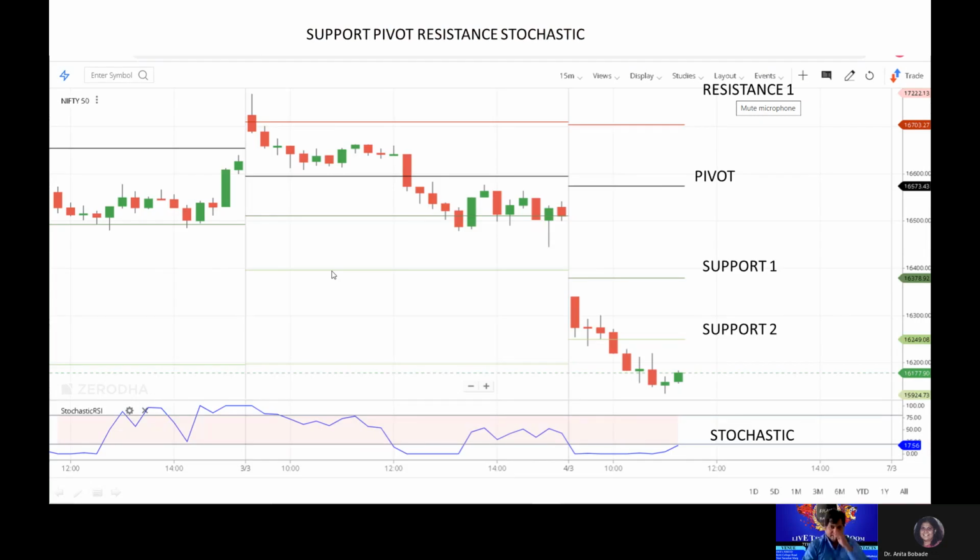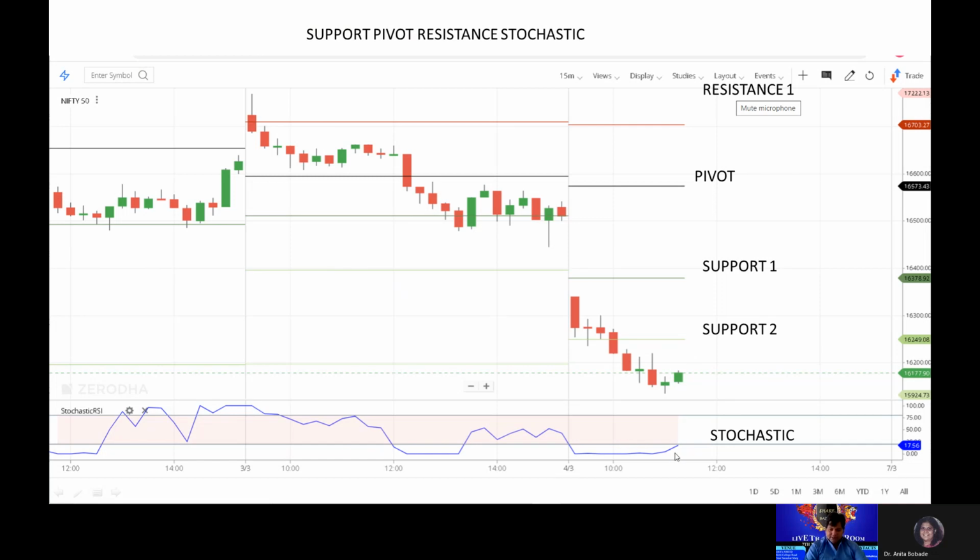Support and resistance, again, I've spoken about it. Pivot point is the ideal point where the stock has to be. Look at this Nifty 50. In the end, it has formed a Morningstar pattern. From here, I would have taken up a trade to go up.